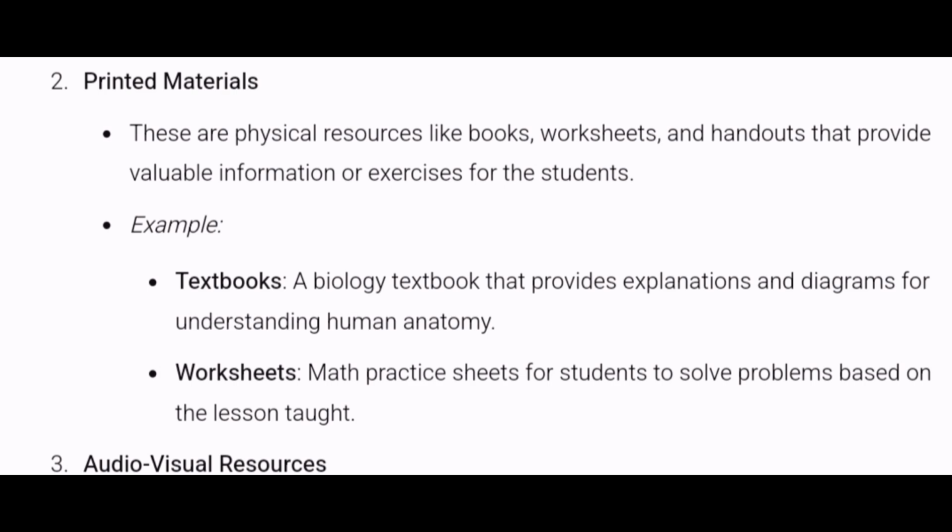A biology textbook provides explanations and diagrams for understanding human anatomy. So you may have a biology textbook, you may have a physics textbook. All those are printed materials. Worksheets, such as math practice sheets, are for students to solve problems based on the lesson taught. Now we have worksheets for different subjects, right? For example, in mathematics, you make use of worksheets which will help you to understand the mathematical problem. That is also an example of printed material. Always remember these examples are important, all right? Worksheet is also printed, textbook is also printed.